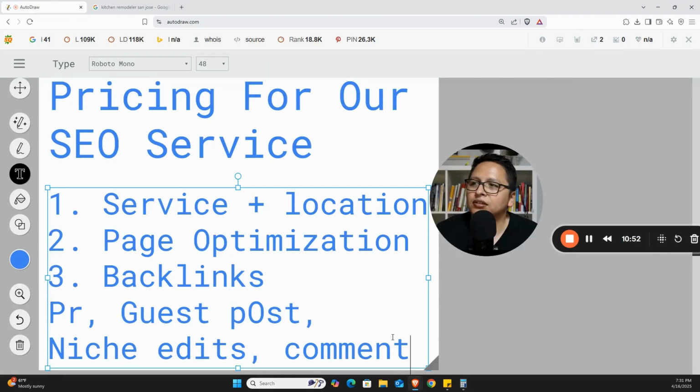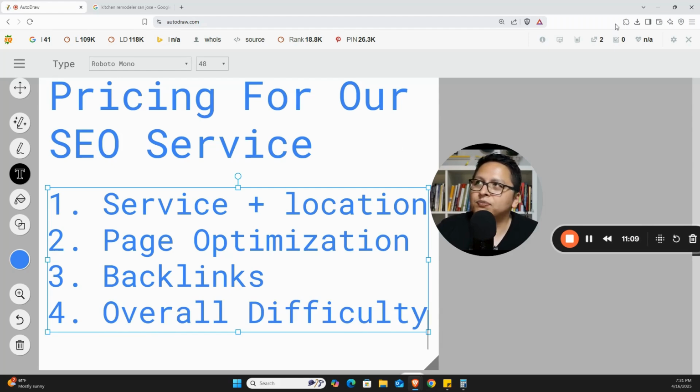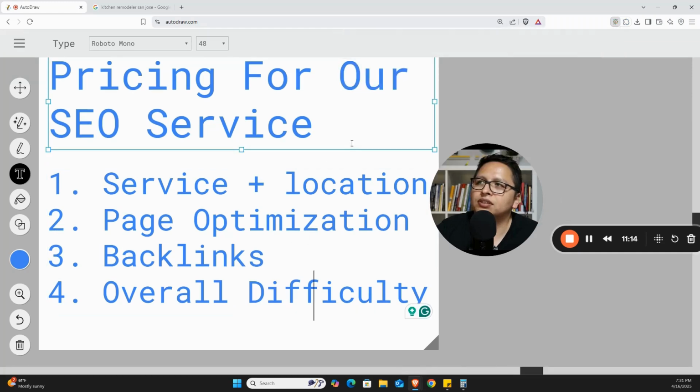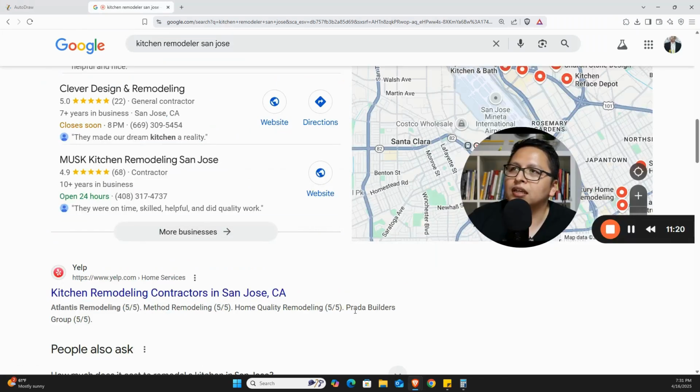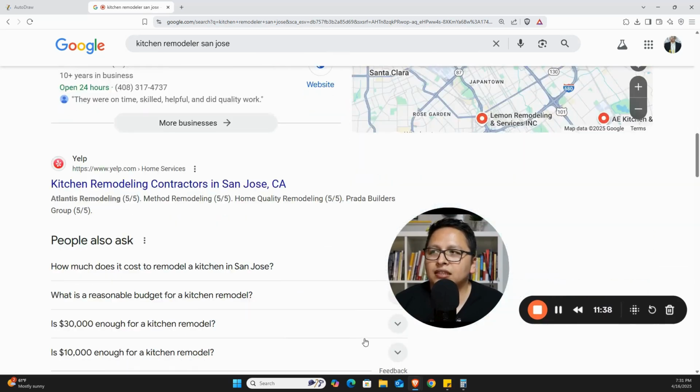And that brings us to our last one, which was difficulty. Let's just put overall difficulty. I don't even know if I spelled it right, but that's what it comes down to. Once you get these metrics, then you kind of know how hard it's going to be. Also based on the category, like I mentioned, the city, how big it is, how many other businesses are in the area. Let's say we're in a town of 50,000 people and there are two businesses. Obviously it's going to be fairly easy, and we're going to rank pretty fast.